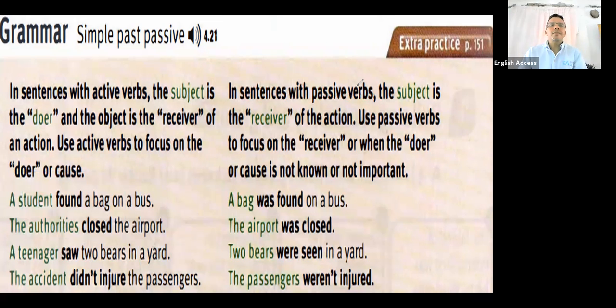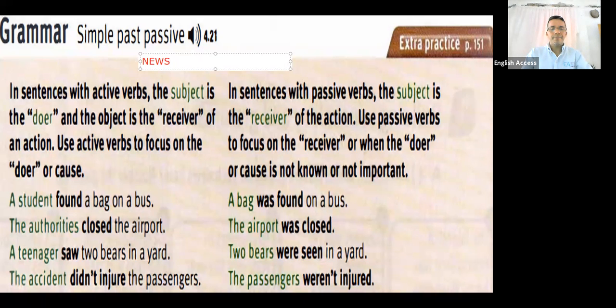Some of the grammar, simple past passive. I want to mention a little bit more about this grammar. It's very important you learn this. You know, usually passive voice or simple past is usually when we talk about news, right? When something happened. Normally or usually you find this in news.